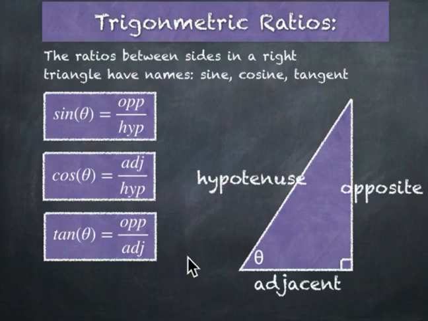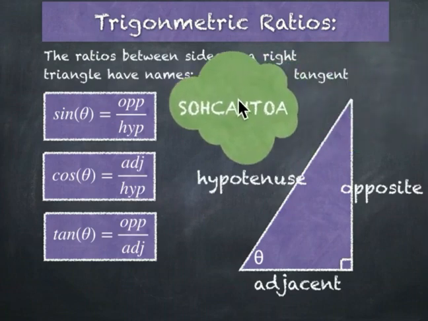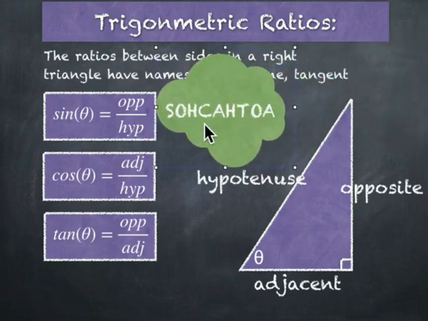Those three often are remembered with a little mnemonic called SOHCAHTOA. And so if you've ever heard or seen this anywhere, it's referring to these. The SO of SOHCAHTOA is S for sine, O for opposite over hypotenuse. Similarly, cosine is adjacent over hypotenuse, that's the CAH, and the TOA part is opposite over adjacent for tangent.